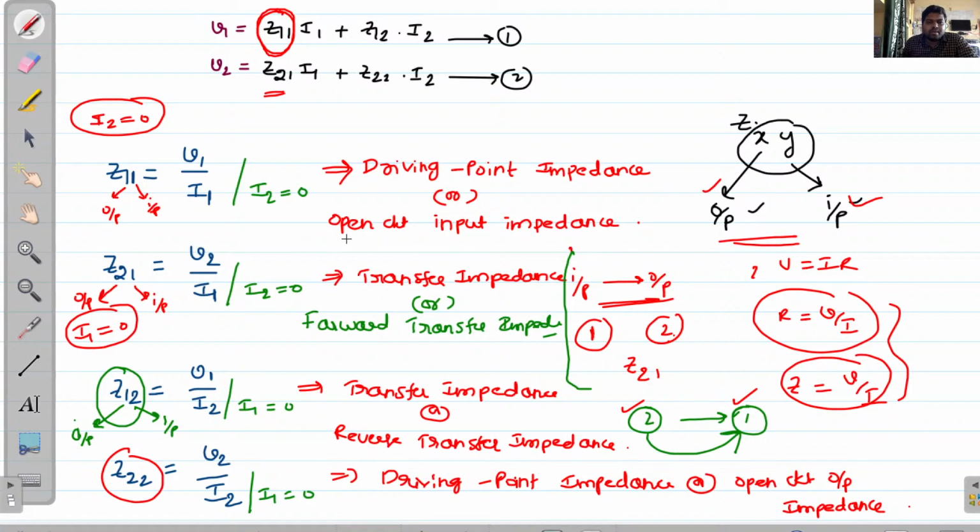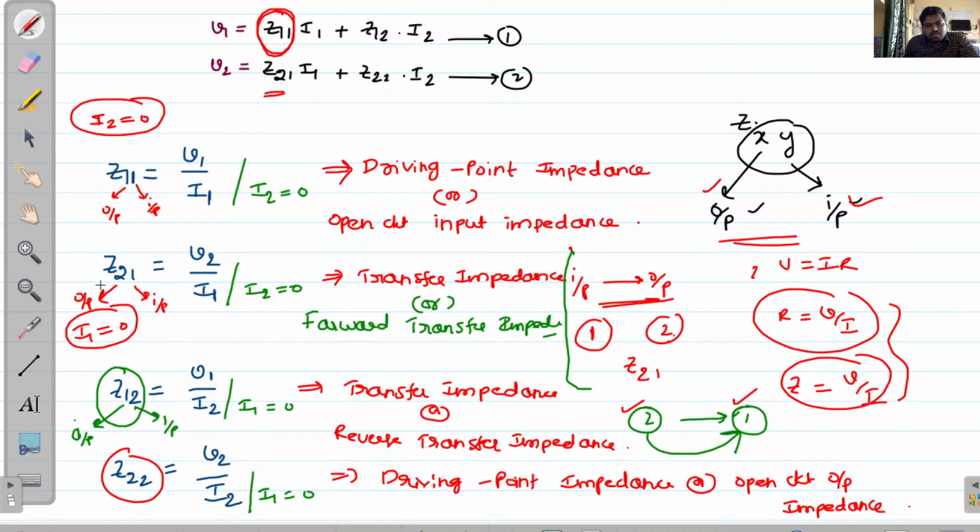Open circuit input impedance. Z22 is nothing but what? Open circuit output impedance. Z21 is nothing but what? Transfer impedance, that is from 1 to 2. So that's why we can call it forward transfer impedance. And Z12 is also a transfer impedance, which is also called reverse transfer impedance.